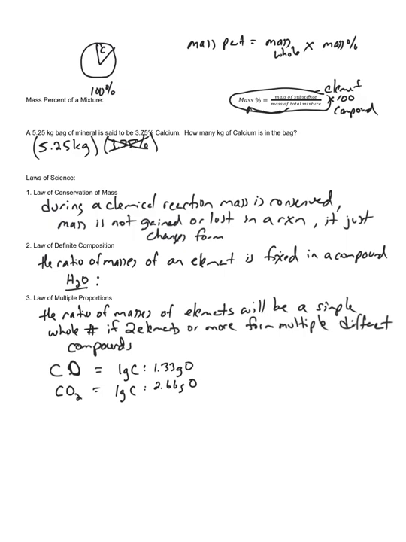So I forgot to put that. So please put times 100 up above in your notes. So mass of the part divided by mass of the whole times 100 gives you the mass percent.